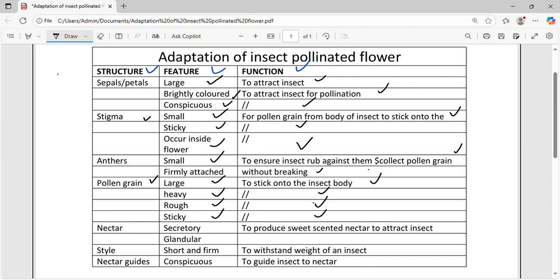And then you go to nectar. The nectar is secretory, it secretes nectar. So the feature is that it's secretory, and then it is glandular. Why is it secretory and glandular? To produce sweet scented nectar to attract the insect. Then the style. The style is short and firm to withstand the weight of an insect so that it doesn't break. Then we go to nectar guides. Nectar guides are conspicuous. They can be seen, to guide insects to the nectar.